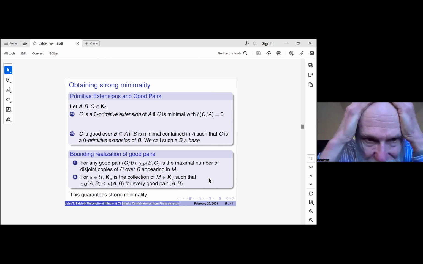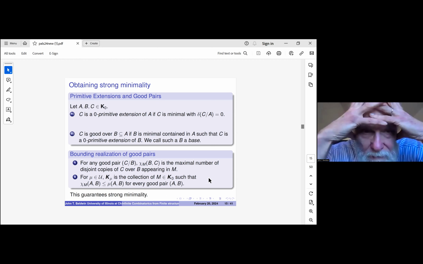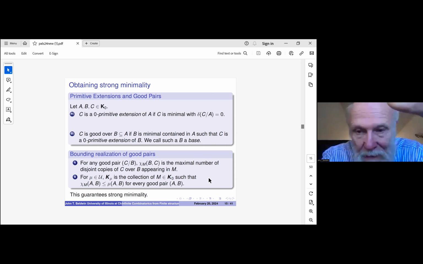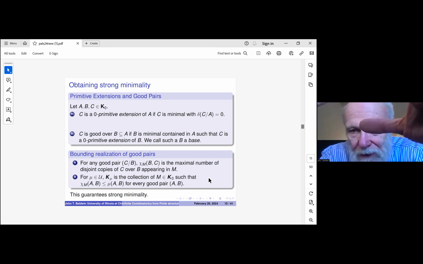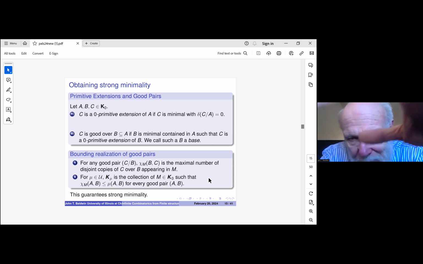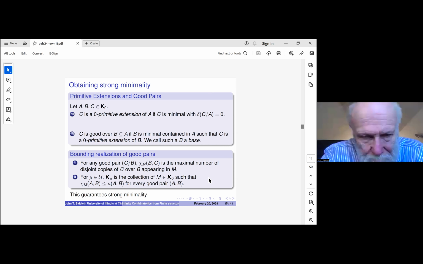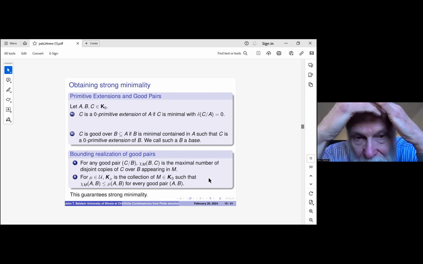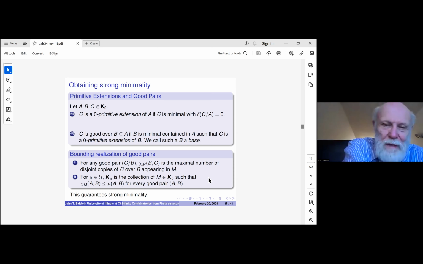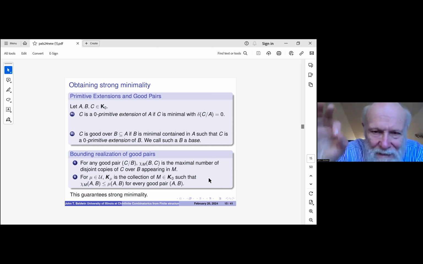So I mentioned primitive extensions in good pairs. So C is a zero primitive extension of A if C is a minimal extension of A such that delta of C over A is zero. So in between, the dimension may go up, pre-dimension may go up, but it comes back down to zero. And it never goes down. C is good over B if B is a real base for this. Like between you have C looks nice with respect to A, but then there's some pieces of B that don't have anything to do with it. So you take the set of those points that are actually connected to something in C, and that's called a good pair.